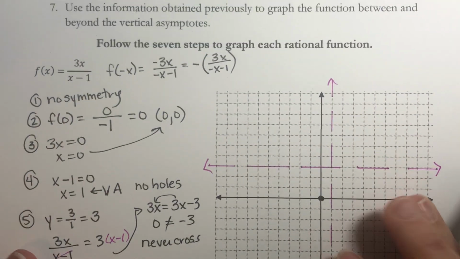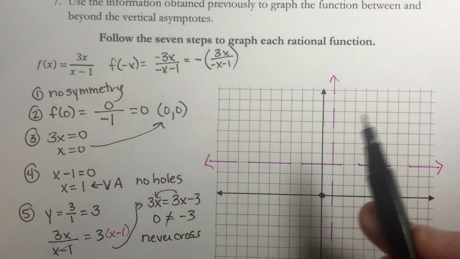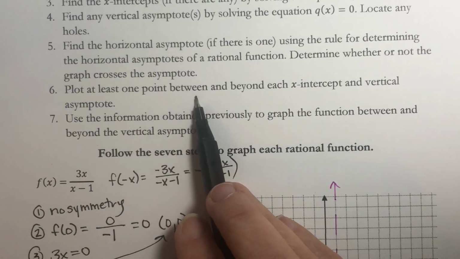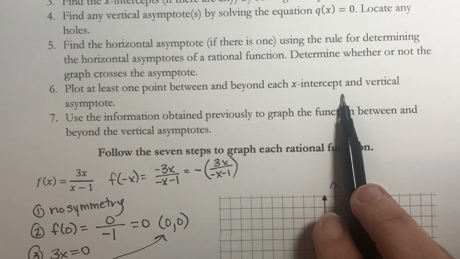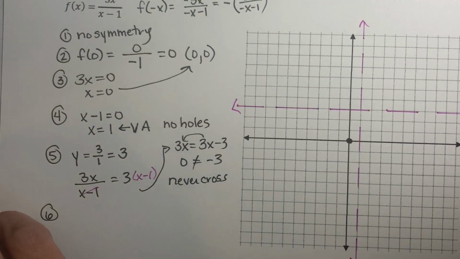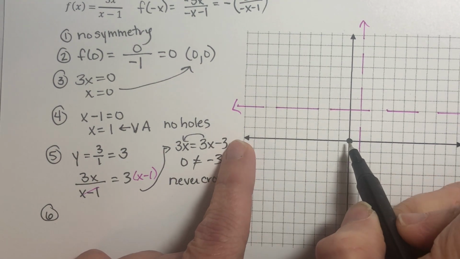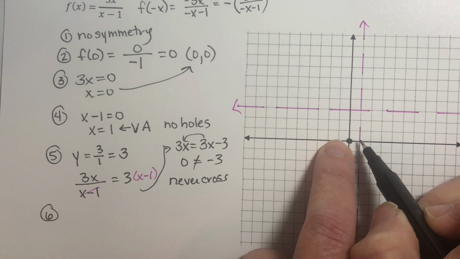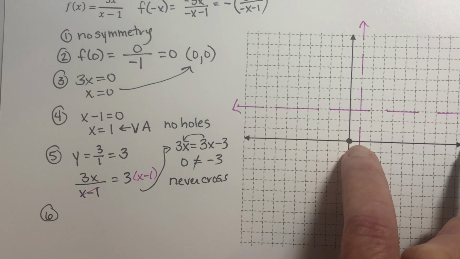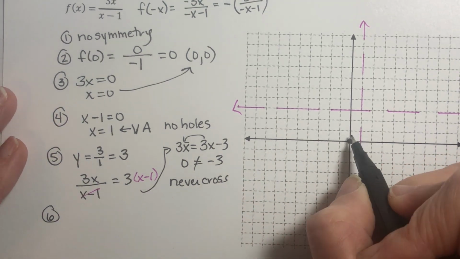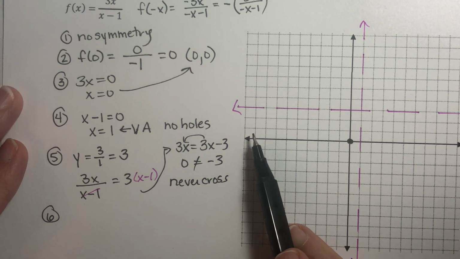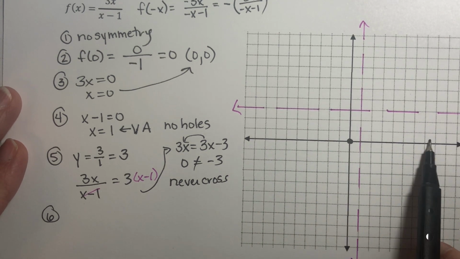Okay, so what else? All we have right now is 1 point, and that's it. So step 6 says to plot at least 1 point between and beyond each x-intercept and vertical asymptote. What that's saying is I need to plug in some value beyond my x-intercept, a number between an x-intercept and a vertical asymptote, and some number over here. So think of it as 3 separate regions: just here, between here, and here.